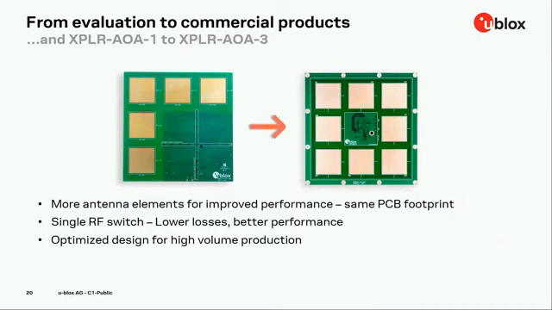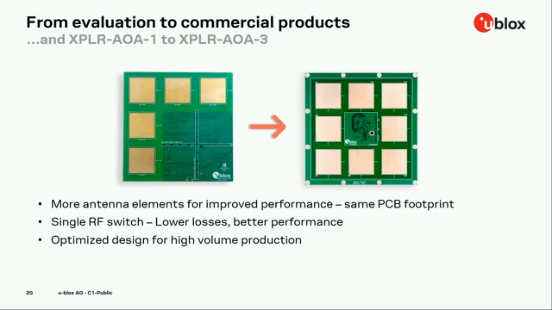The feedback that we received from Explore AOA 1 and 2 has been overwhelmingly positive, and that motivated us to take things to the next step. So we took the antenna board that we designed and added some enhancements and improvements. The most important of these were that we increased the number of antenna elements from 5 to 8, and we replaced the multiple RF switches with a single RF switch, thus minimizing errors and losses. Those 2 improvements alone further improved the performance of the antenna board, but we also made a design that is optimized for high volume production.